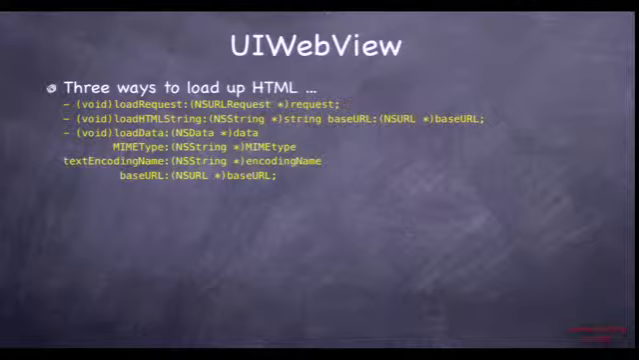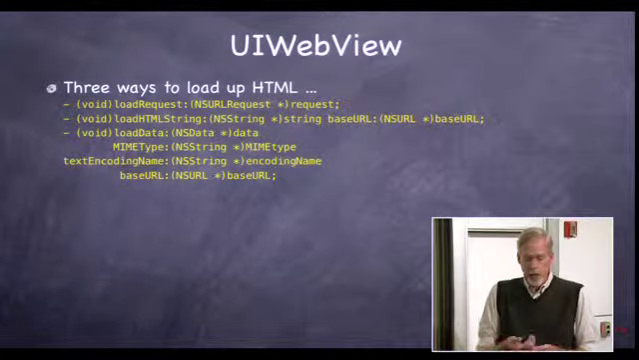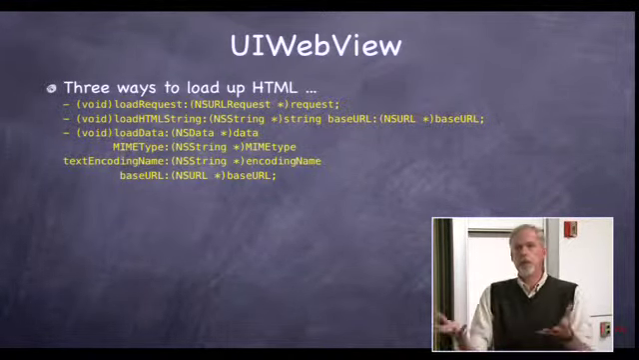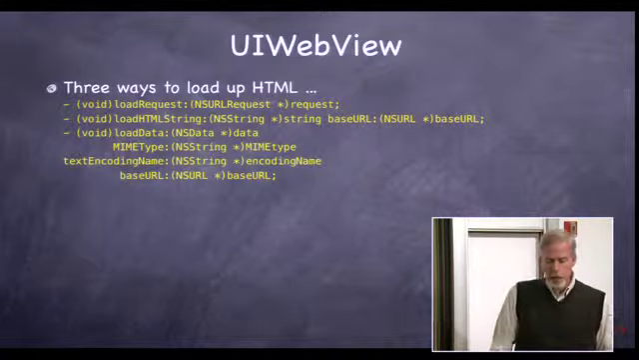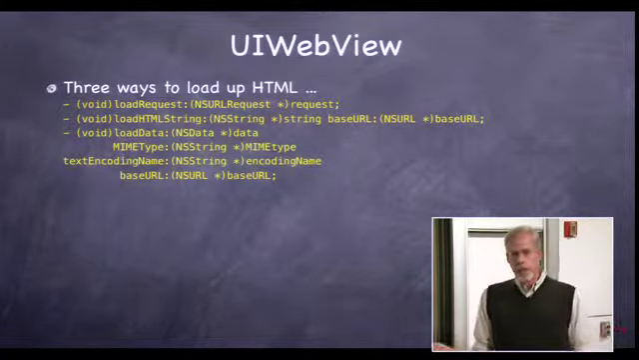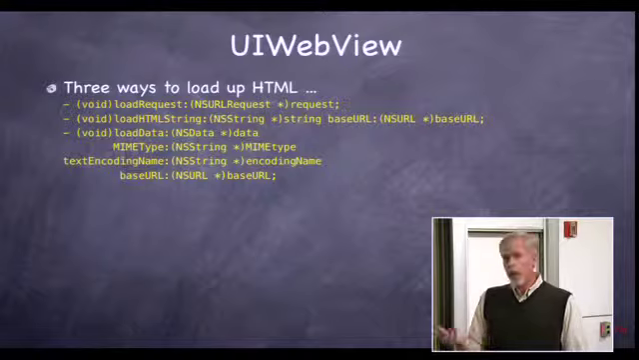You load up the HTML. You have one of these 3 methods to do it. You can either just give it some HTML as a string, something you have embedded in your app. Just give it the HTML and it'll show the HTML. You can ask it to load data, of a certain MIME type like PDFs and things like that.